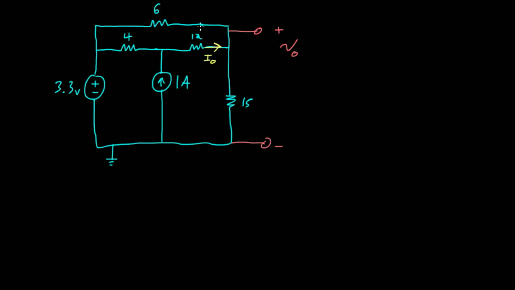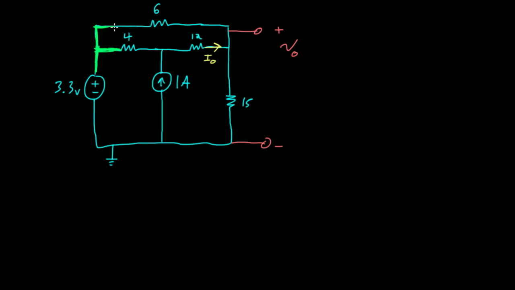The first step in this problem is to label all of my nodes. The way I like to do this is to color in each of the different nodes. So I'm going to start with this node.